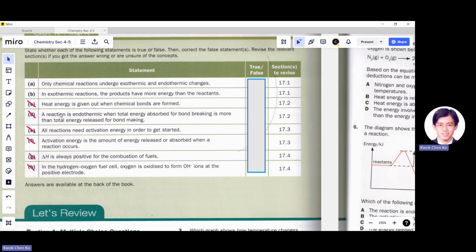Why reaction, not energy? All reactions need activation energy in order to get started. Correct, right? Reactions are physical processes, no?